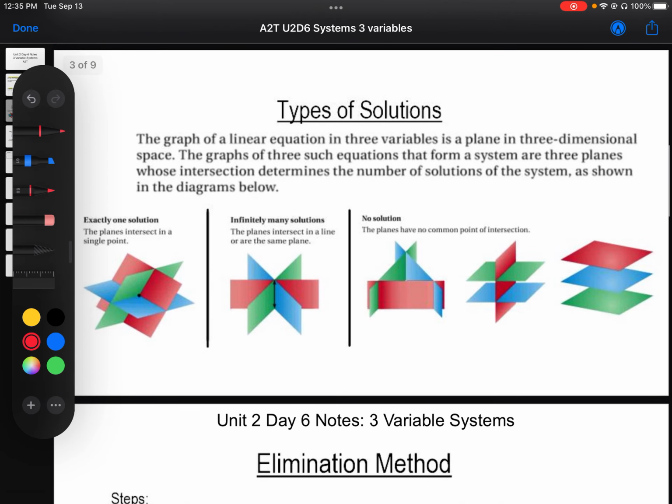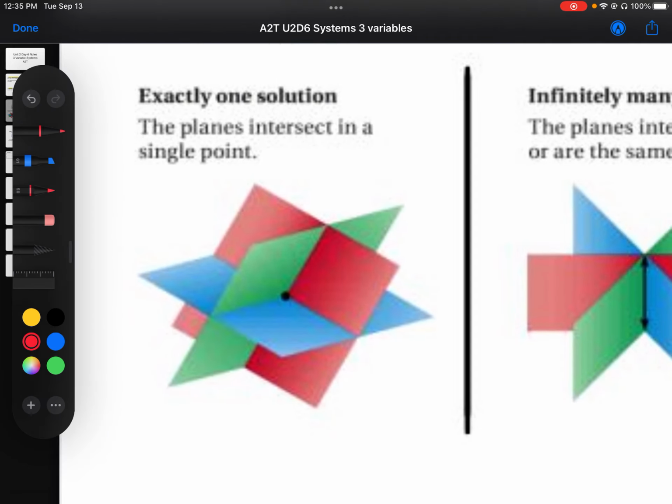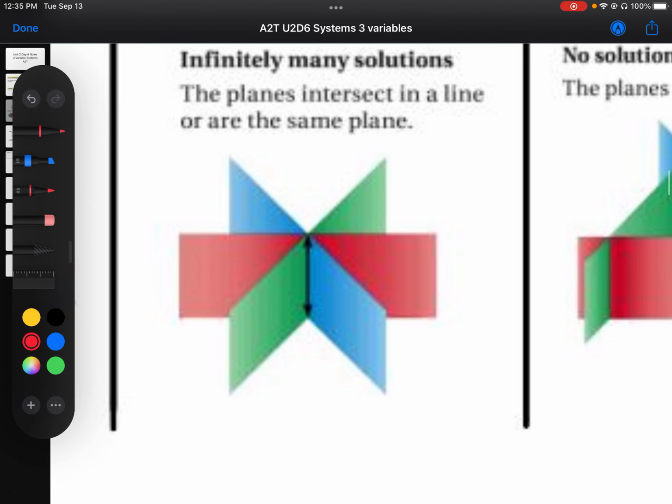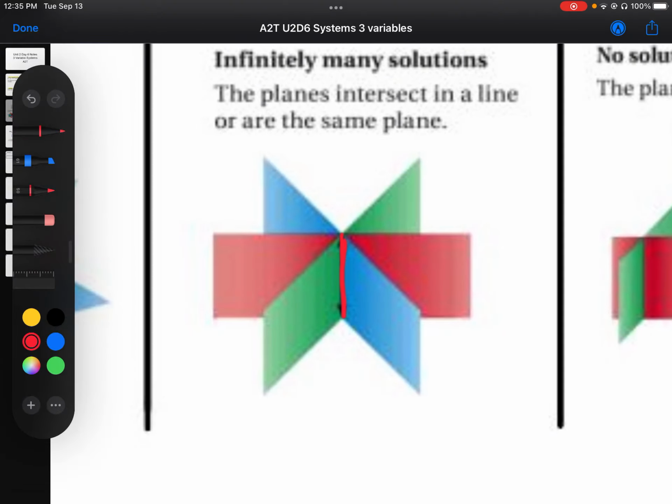Okay, three types of solutions that we could have. We can visualize these as planes, so we want to figure out, do these planes intersect? So this is most common, one solution, where we will get an x, y, z ordered triple, and it's where the three planes intersect at a point. If it comes out to infinitely many, so we get a true statement, it's because the planes intersect at a line. All right, all three are intersecting there.